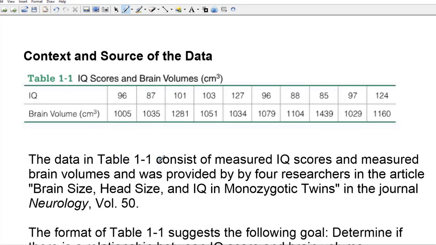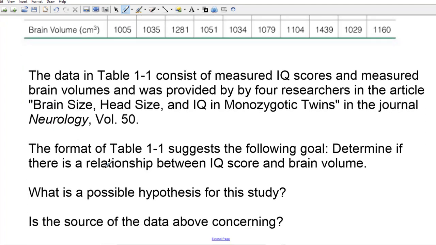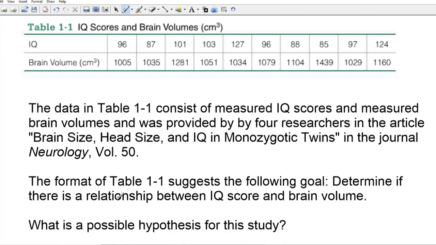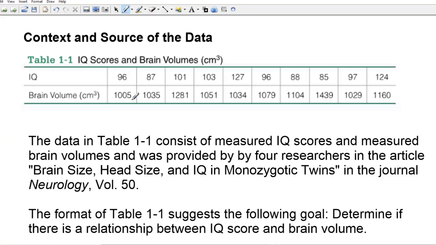All right, so here we have context and source of the data. This data is from table 1.1-1, and it consists of measured IQ scores and measured brain volumes, and was provided by 4 researchers in the article Brain Size, Head Size, and IQ in Monozygotic Twins in the journal Neurology. Okay, so here's their IQ, and underneath is their brain volume. The format of table 1.1 suggests the following goal: determine if there is a relationship between IQ scores and brain volume.